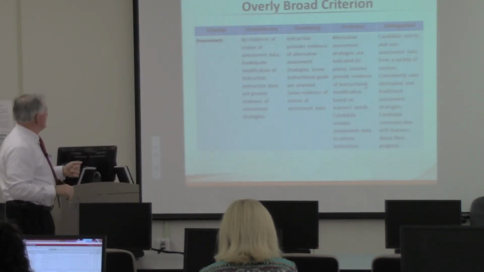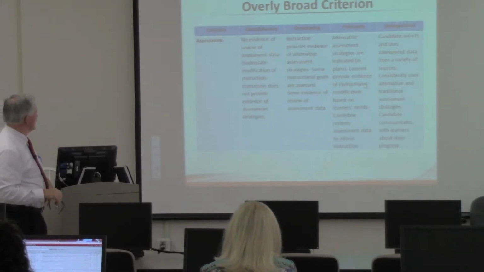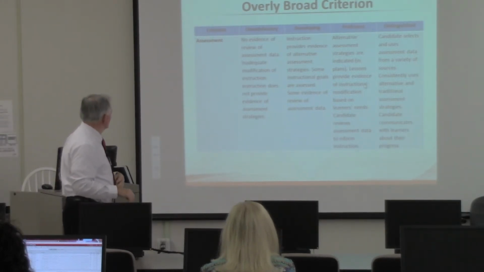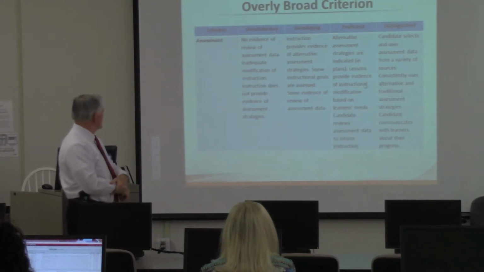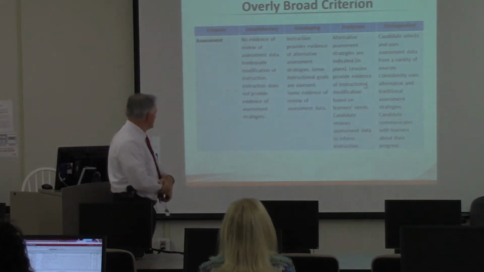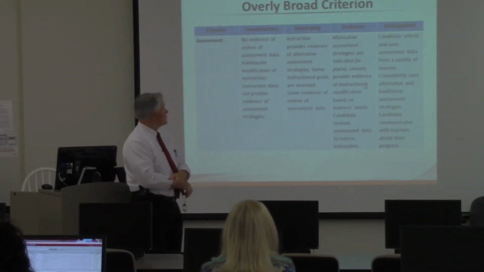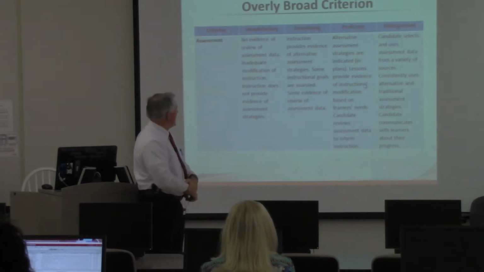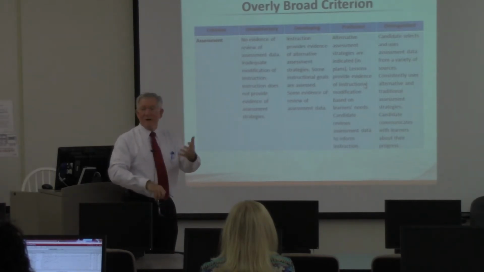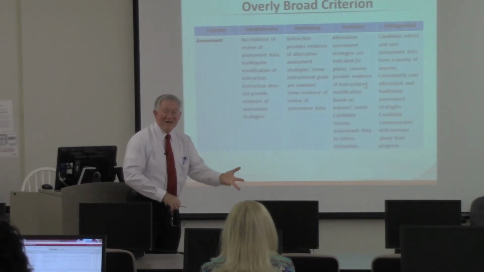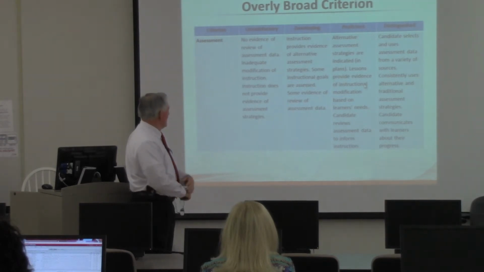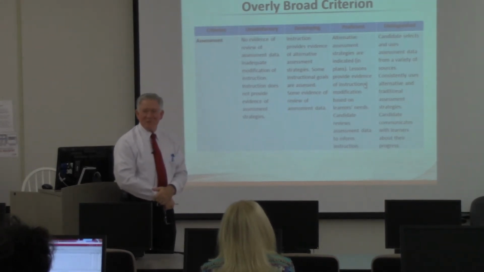No evidence of review of assessment data. Inadequate modification of instruction. Instruction does not provide evidence of assessment strategies. That's unsatisfactory. There's a lot of real vague language there. In the developing category, instruction provides evidence of alternative assessment strategies. Some instructional goals are assessed. Some? What's some? Does that mean some of one or more than one? Some evidence of review of assessment data.